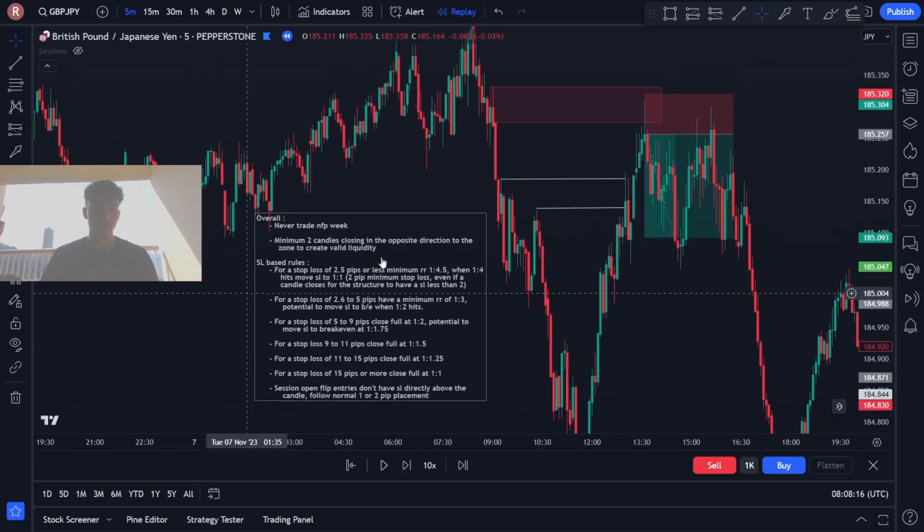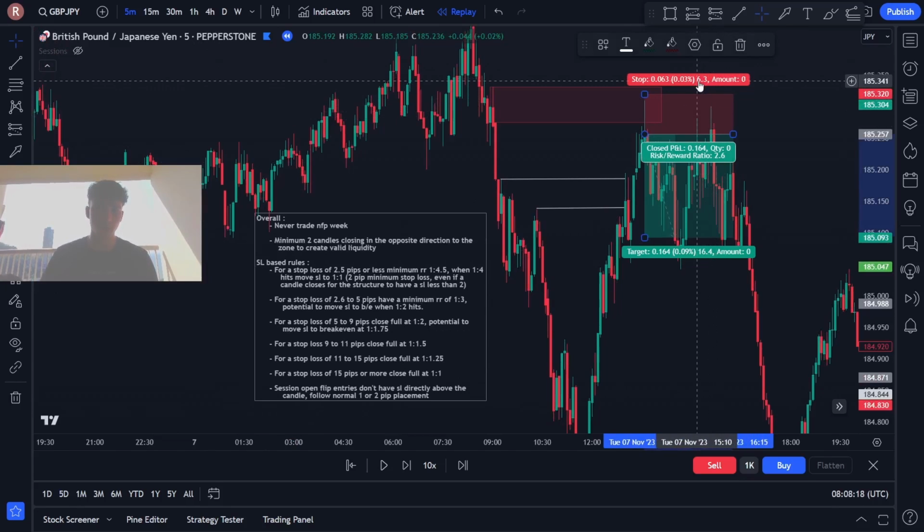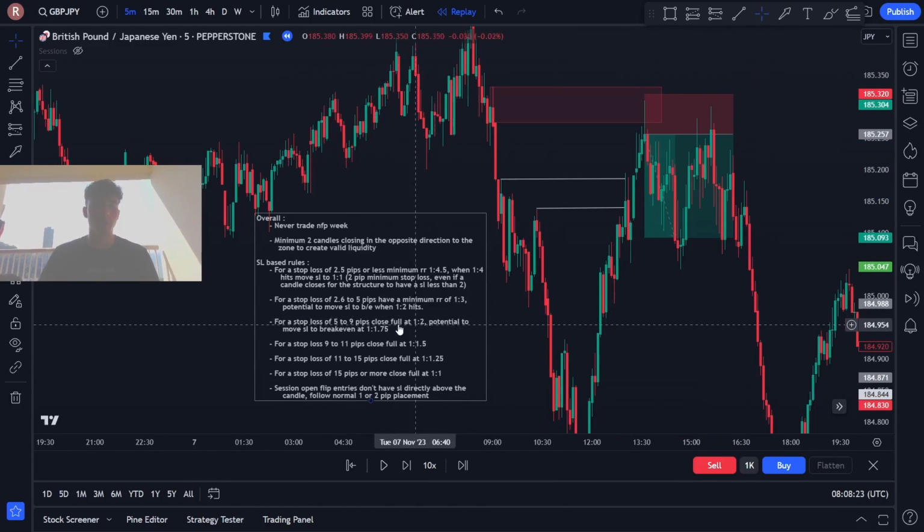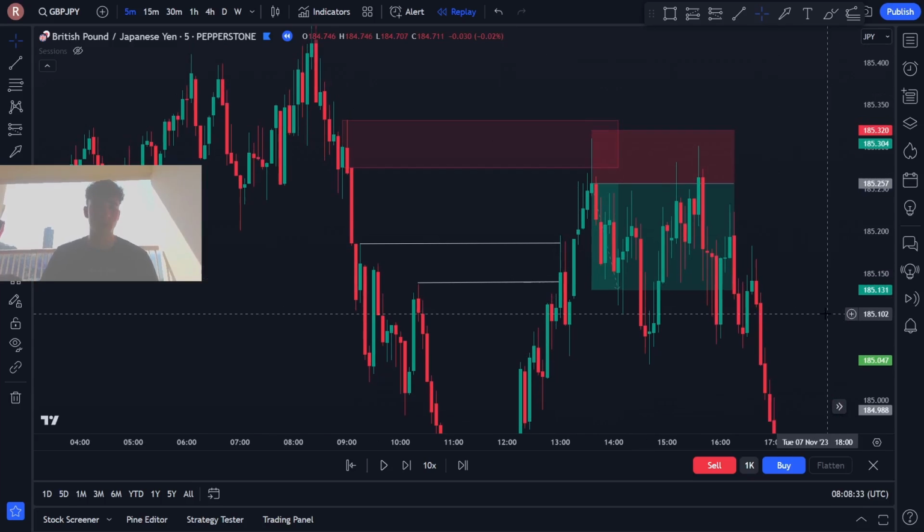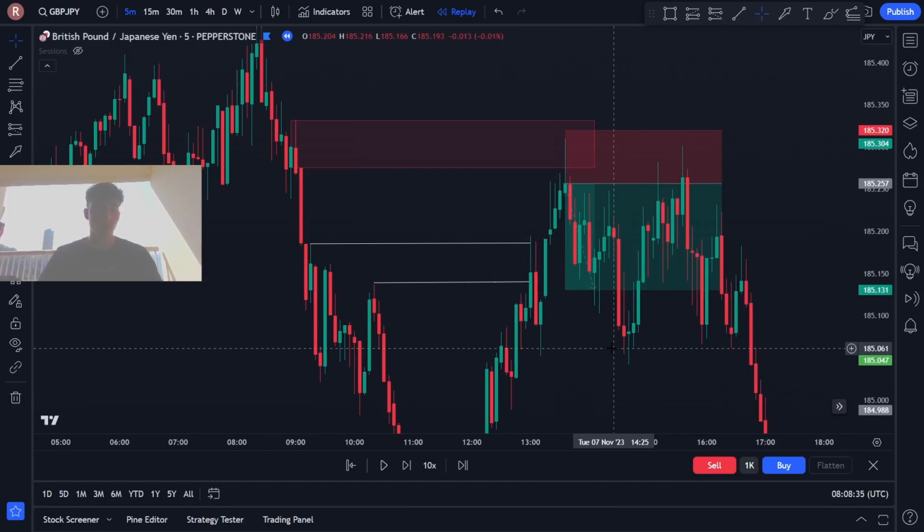And I'll pull up the rules and just check the distance. So this stop loss is 6.3 pips. 6.3 means that we'll target a 1 to 2 on the trade. So I set this as a 1 to 2 right here and you can see very simply, pretty much instantly it hit TP and the trade was never even in drawdown.